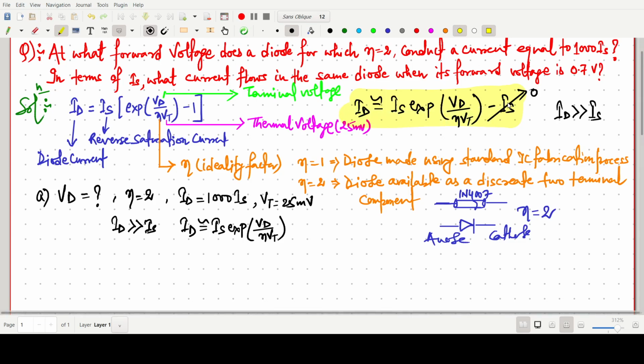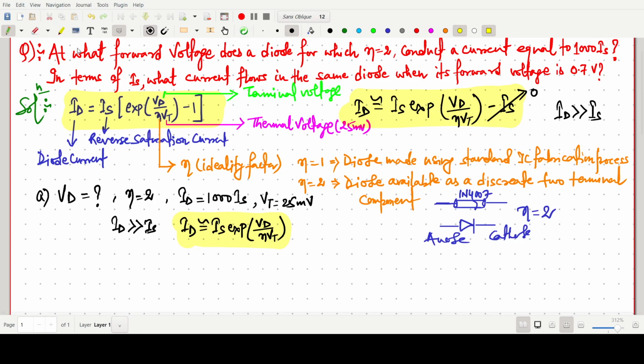Okay, so we are neglecting this one. So ID can be written like this, and this one is the general formula. Now everything is known to us. We just have to find the value.